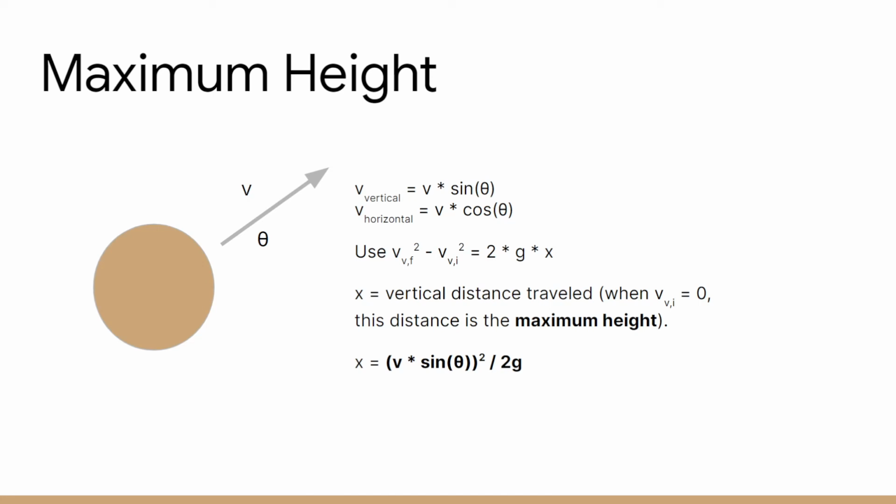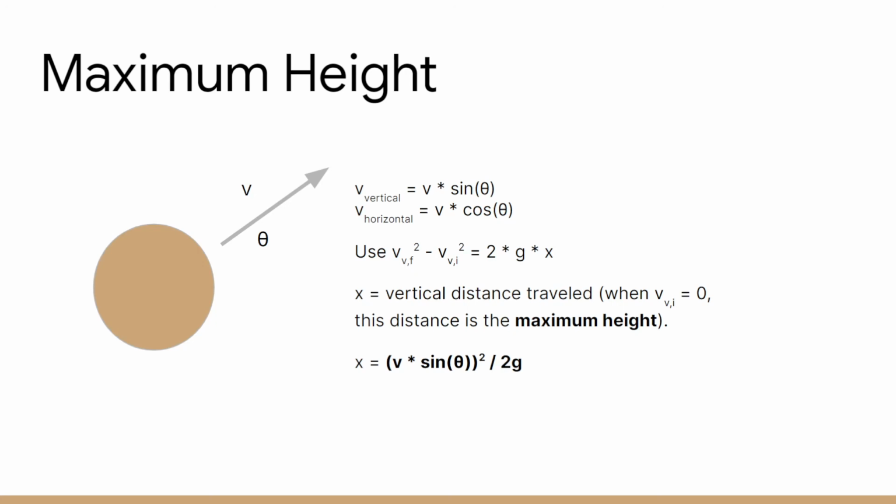Right. So we can use that formula that we just derived earlier, v final squared minus v initial squared is equal to 2 times acceleration times distance. And we know initial velocity is going to be that v sine theta, right? Final velocity is going to be 0. And remember, with our equations, always take into account the direction. So since gravity is pointing the other direction, the right side is going to be negative 2gx.